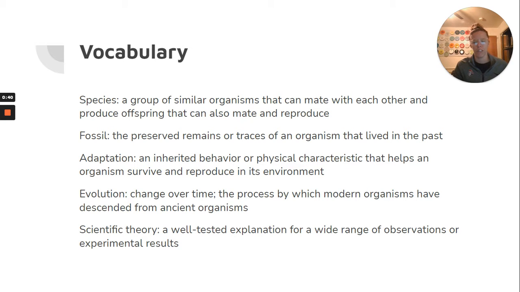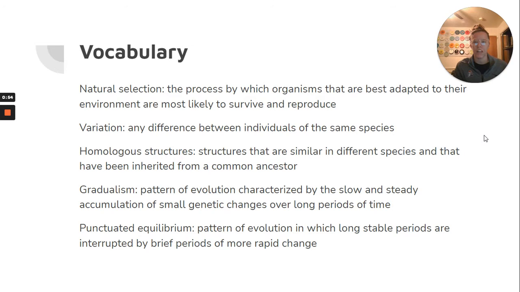Evolution, change over time, the process by which modern organisms have descended from ancient organisms. Scientific theory, a well-tested explanation for a wide range of observations or experimental results. Natural selection, the process by which organisms that are best adapted to their environment are most likely to survive and reproduce. Variation, any difference between individuals of the same species.